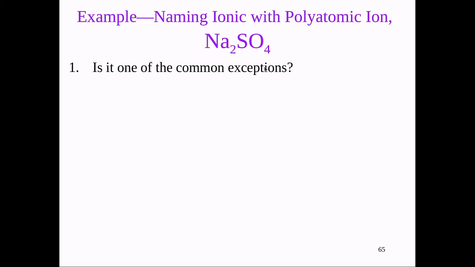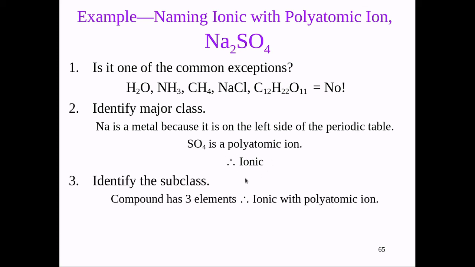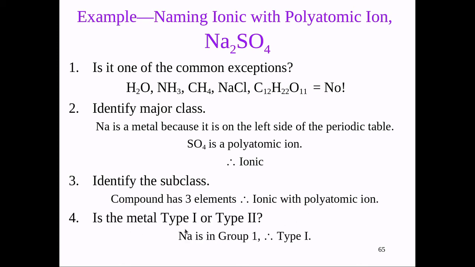First thing we're going to do is ask, is it one of our common exceptions? Nope. Then we're going to identify the major class. We know that there is a metal, so that means that we are definitely in an ionic situation. And then we're going to identify our subclass. We know that we have a polyatomic with our SO4, so we're in the polyatomic ion subclass. Then we have to ask ourselves, is this metal type 1 or type 2? Do we know its charge? We do know the charge on sodium because it's in group 1.